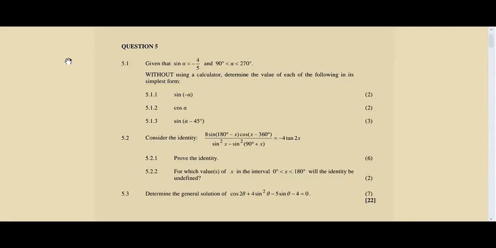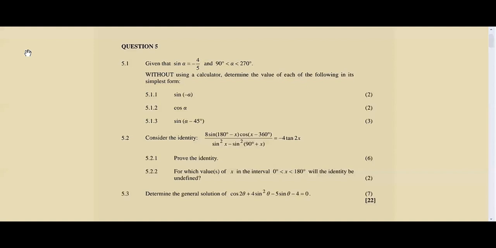Okay, so we have question 5. It says, given that sine alpha is equal to negative 4 over 5, and alpha is an element of 90 degrees all the way to 270 degrees, which is giving us an option to draw either in the second quadrant or the third quadrant. It says, without using a calculator, determine the value of each of the following in its simplest form. So we must determine all of this, right?